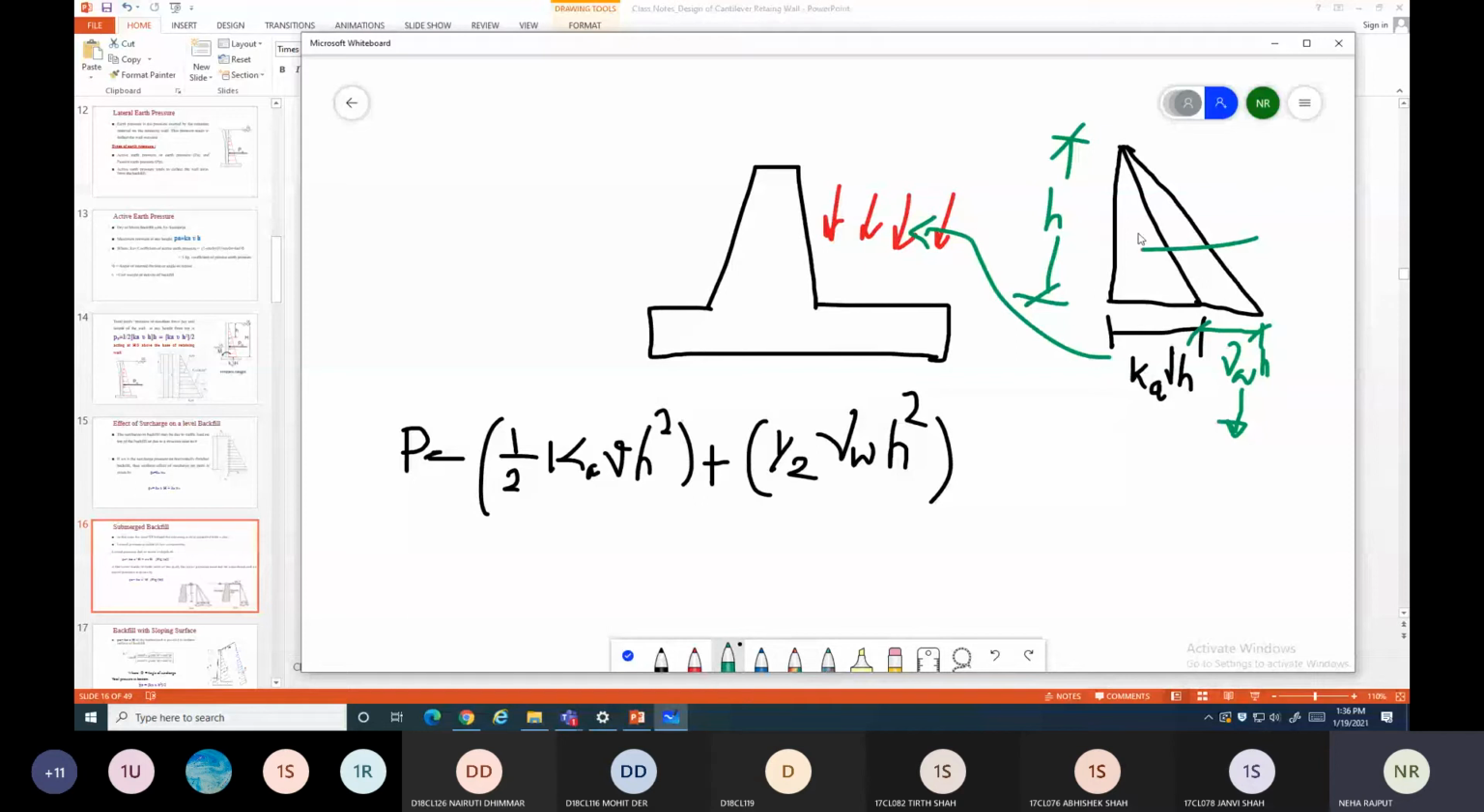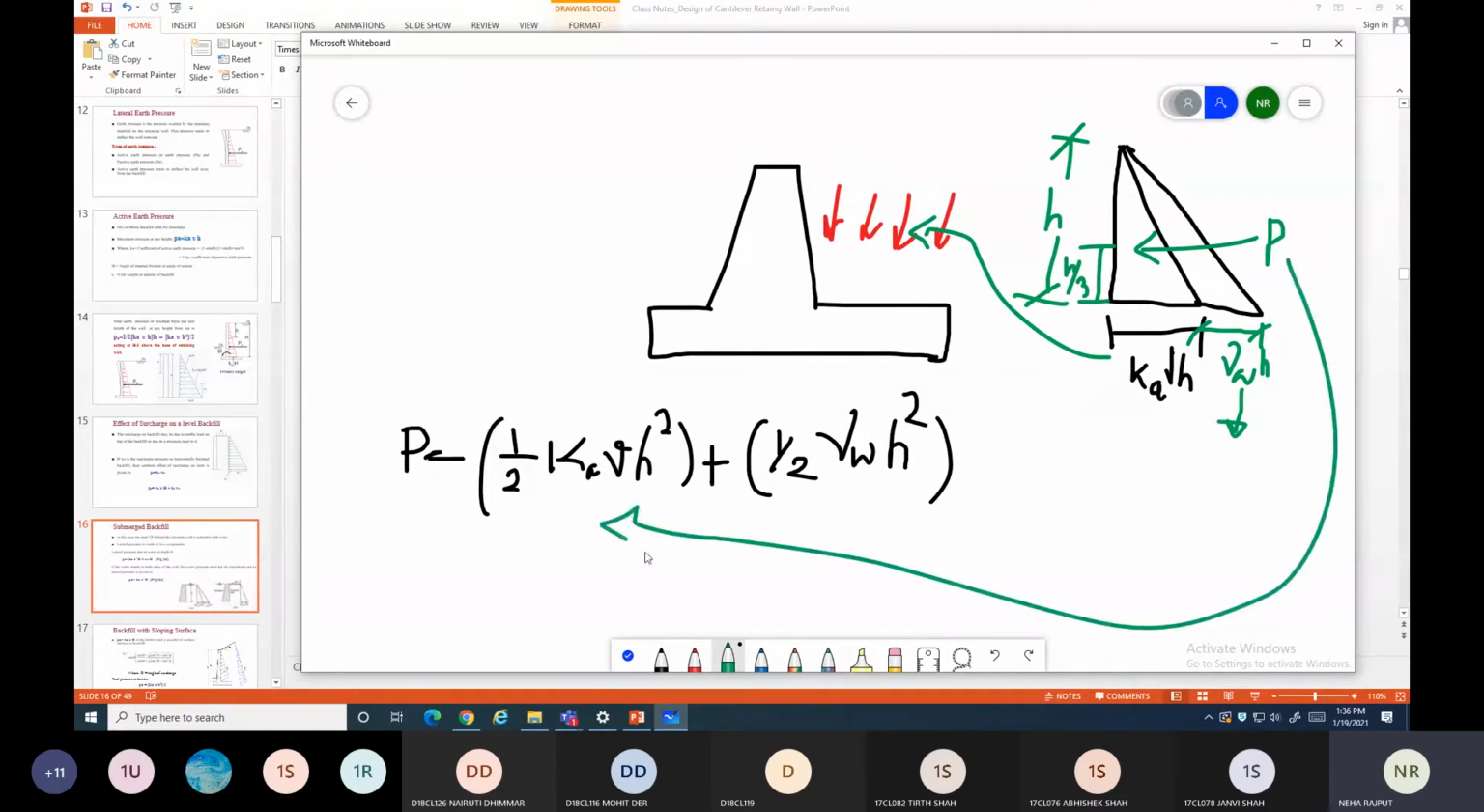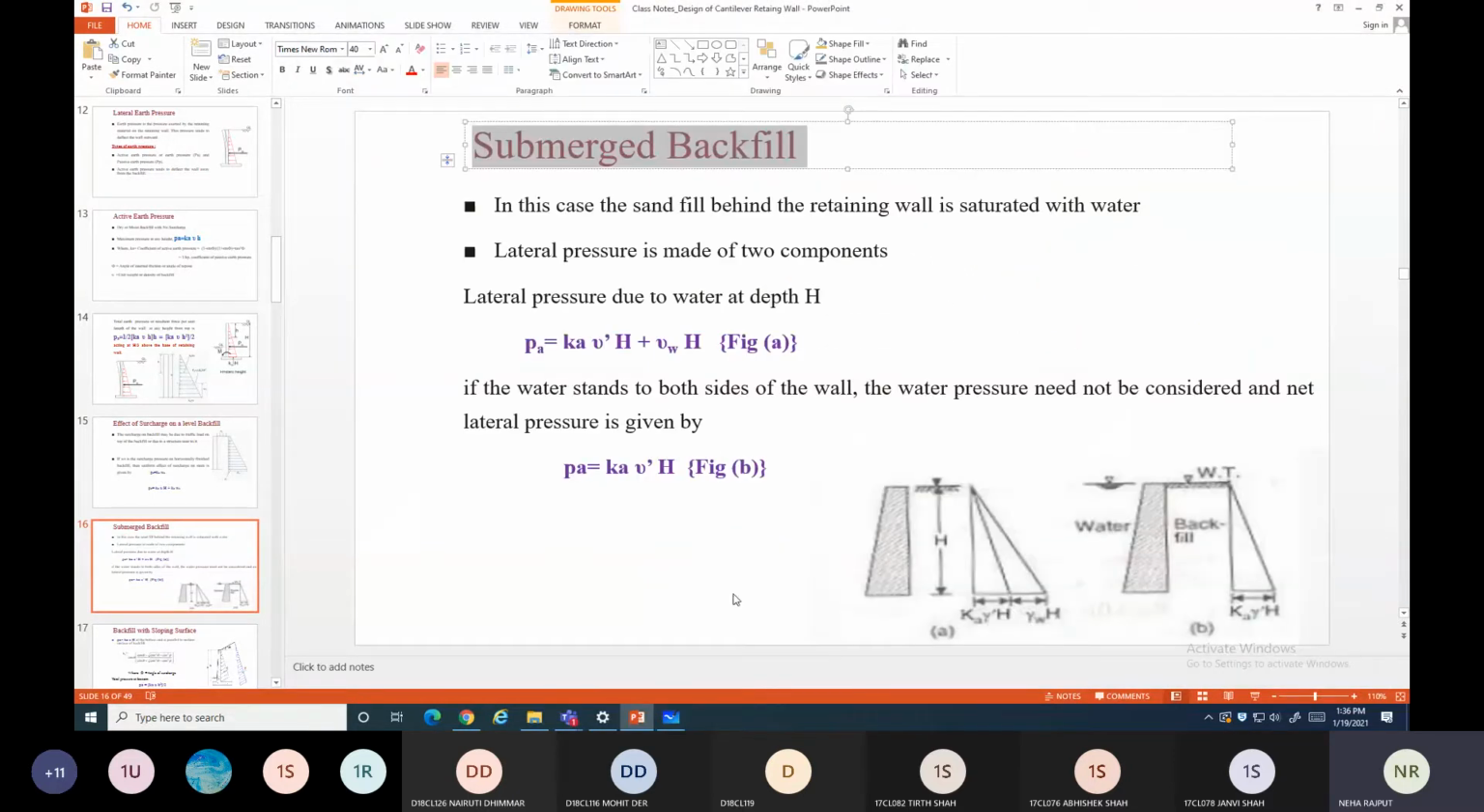This is the total pressure. Both the pressures will act at the same point at a distance of h by 3, and the pressure value will be like this, and due to this pressure the cantilever part of the stem deflects like this. So this is the active pressure, the total active pressure for the submerged soil. Same is like this.